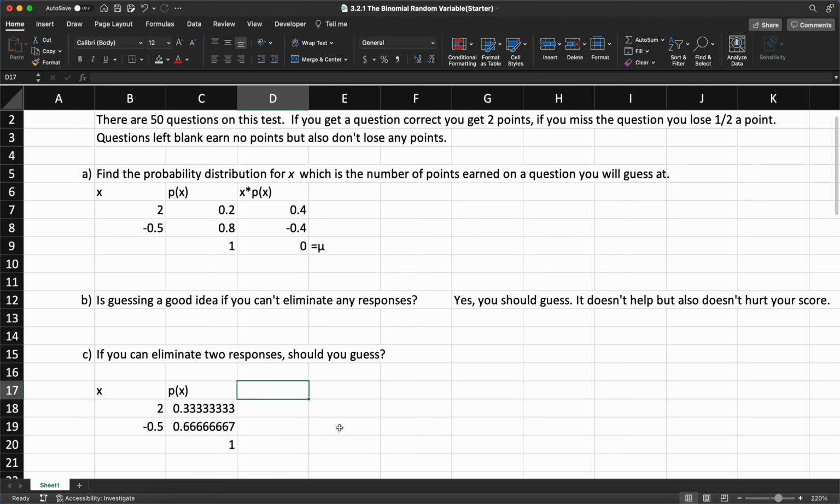So if I find the expected value this time around by doing x times p of x, again, I'm just multiplying the value times the probability that value occurs.